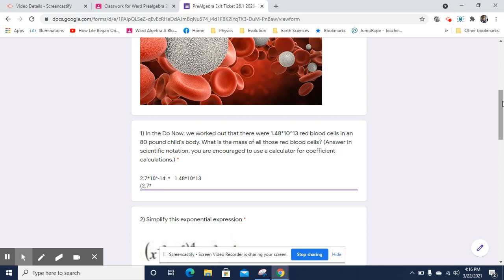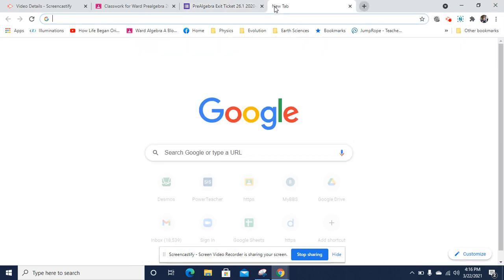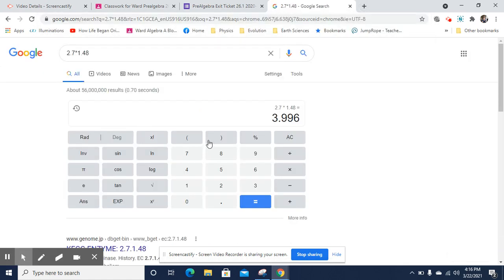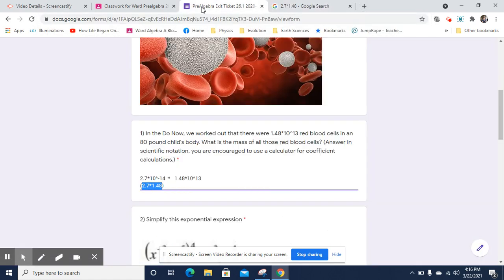2.7 times 1.48. Now, 2.7 is almost 3, and 1.48 is almost 1.5. So we're going to be somewhere in the range between 4 and 4.5. I'm going to guess about 4.2 or 4.3 on this. That's my estimate on that. So let's go ahead and get that. Well, a little high, 3.996.